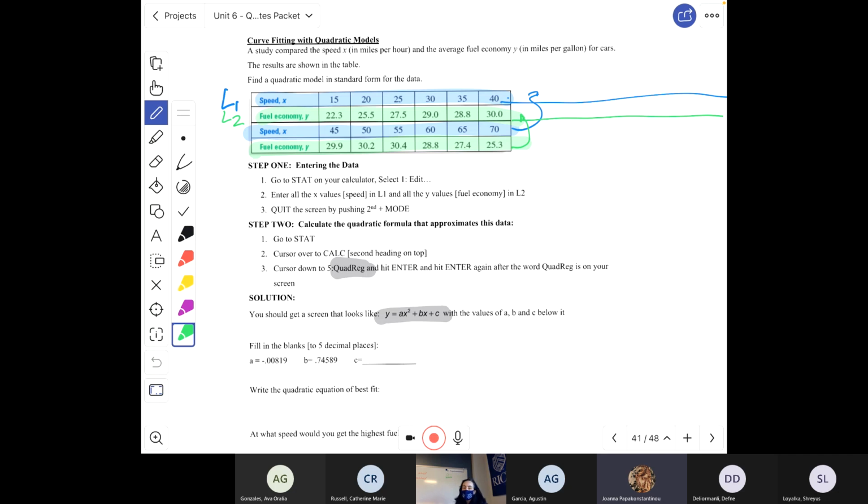So we're entering our list. So we're going to stat on your calculator, edit, enter in the 2 lists. Make sure again that your lists have the same number of entries in each. Then you're going to go to stat and then calc. And this time you are going to hit quad reg, a quadratic regression. It is going to give you A, B, and C. Confirm that you got this for A, this for B, and tell me what C is.